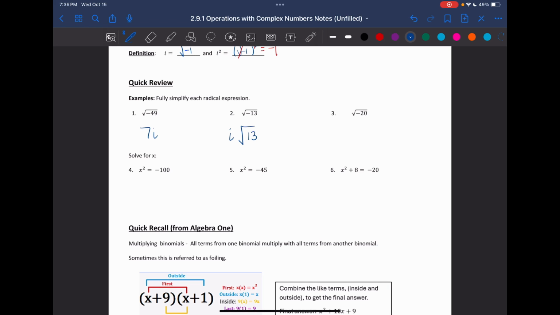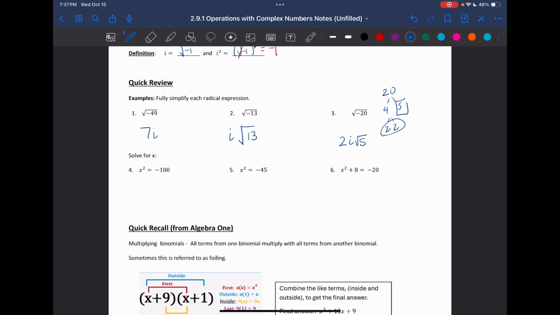Number 3, we have radical 20. 20 is not a perfect square, however, I can break it down, so I'm going to do that off to the side. 20 can break down in multiple ways. One of those ways is 4 and 5. 4 breaking down into 2 and 2. So 2 radical 5, however, we need an i. So remember the order for these is 2, it's the whole number, then i, then your radical 5.